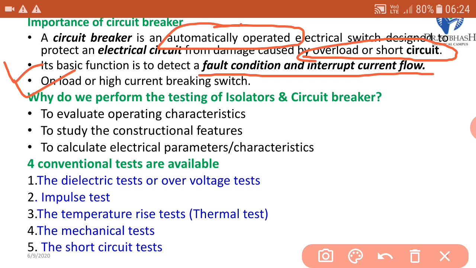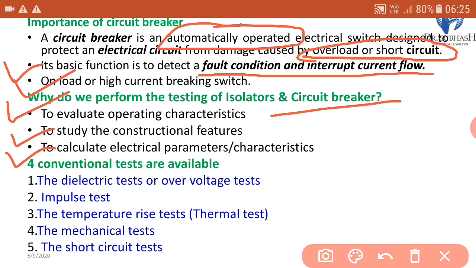Now, why do we perform the testing of insulators, isolators, and circuit breakers? There are some reasons. The first one is to evaluate the operating characteristics of isolators and circuit breakers. The second one is to study the constructional features and to calculate electrical parameters or characteristics.